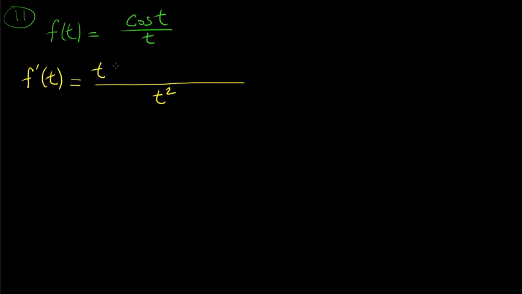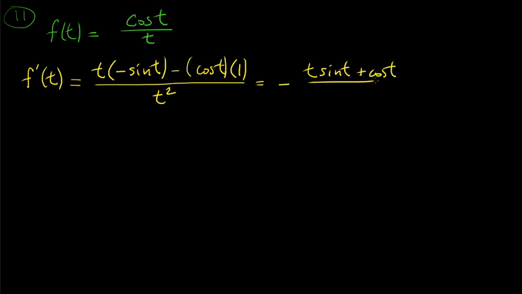So denominator times the derivative of the numerator. The derivative of cosine is just negative sine. Oops, not plus, but minus numerator times the derivative of the denominator, but the derivative of t is 1. So you're just going to end up with, let's see, we can pull out the negative again. This is going to be t sine t plus cosine t divided by t squared. And feel free to leave it like that.